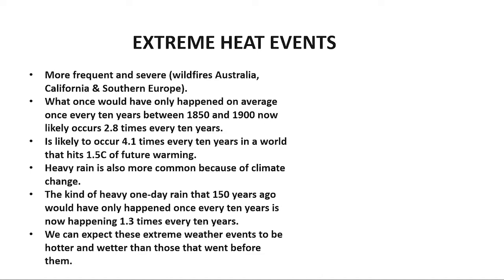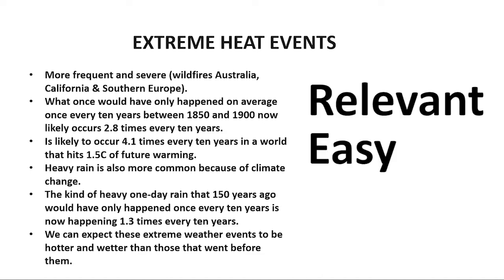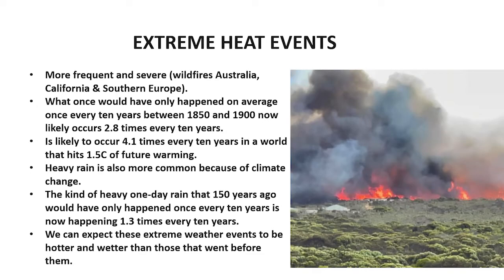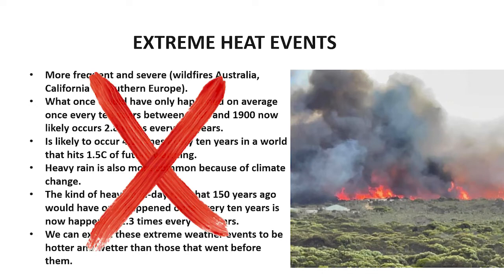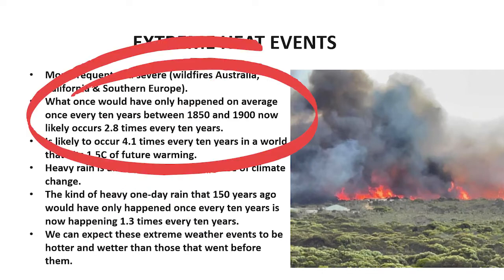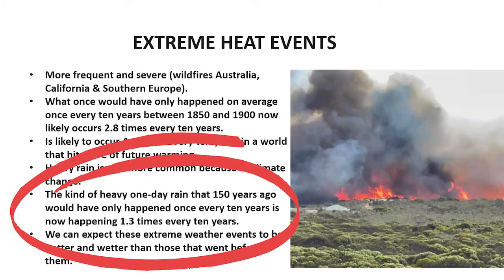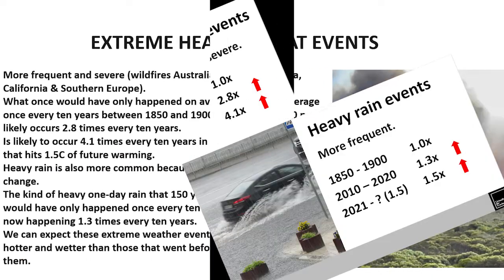Let's run this slide through the relevant, easy to understand, or novel filter. It could be relevant? Maybe. Is it easy to understand? Absolutely not. Is it novel? Not really. Let's break it down a bit further. The first 3 dot points on this slide relate to fire, and the next 3 dot points relate to rain. So I'm going to chop this slide into 2.